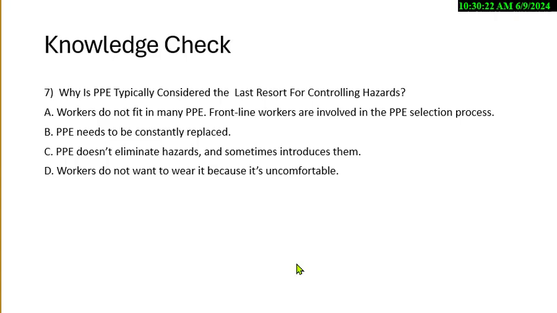Why is PPE considered the last resort for controlling hazards? A, the workers do not fit in many PPE. Frontline workers are involved in the PPE selection process. B, PPE needs to be constantly replaced. C, PPE does not eliminate the hazard and sometimes introduces them. D, the workers do not want to wear it because it's uncomfortable.